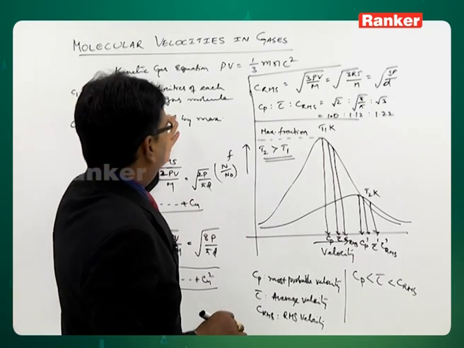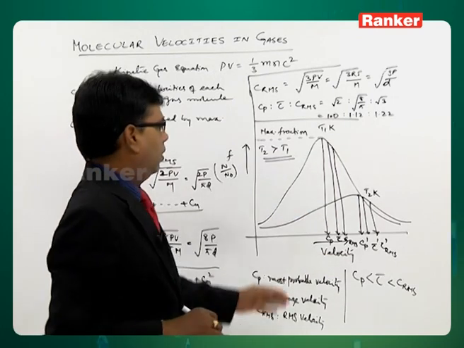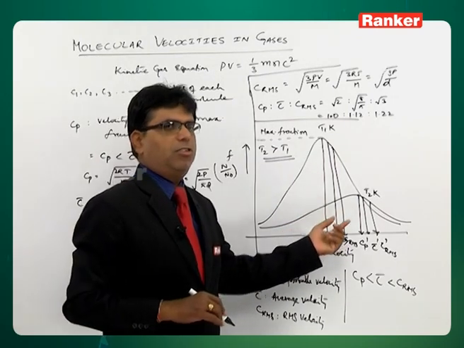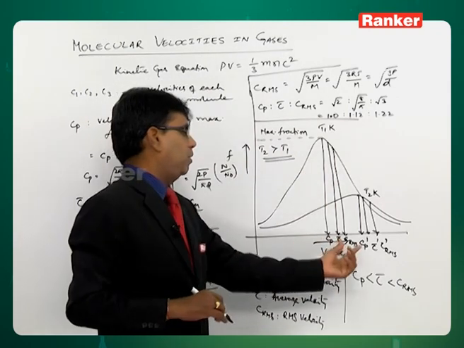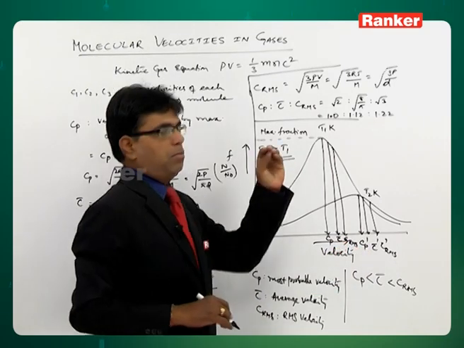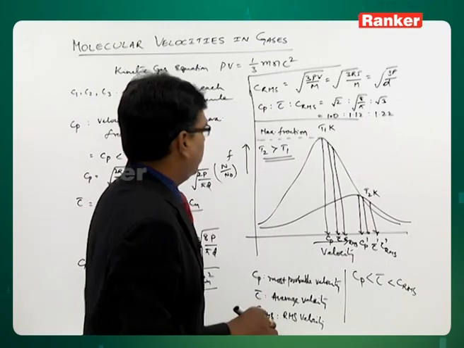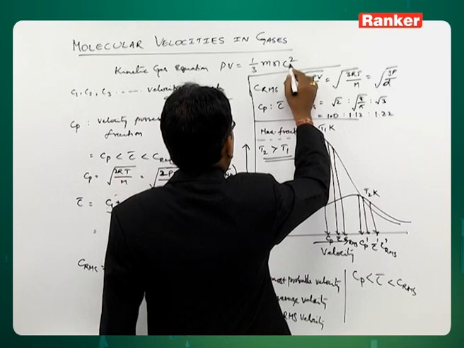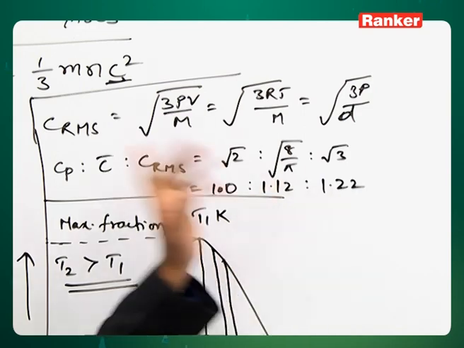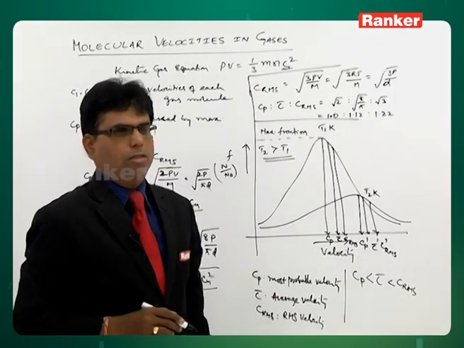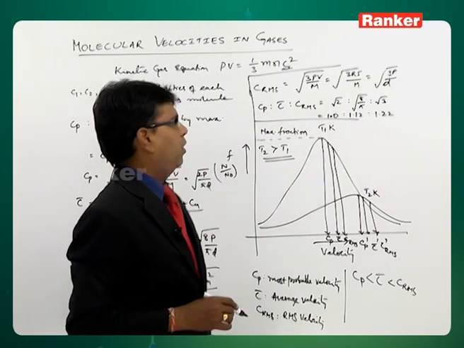These molecular velocities are given by statistical distribution. By taking the statistical distribution of the velocities of all the different molecules, Cp, C bar, CRMS are given, and CRMS is found to be most appropriate while dealing with the kinetic parameters of the gases. So, that is the one that has been taken here. This C is RMS velocity, but of course the difference in ratio is very small, 1 is to 1.12 is to 1.22.